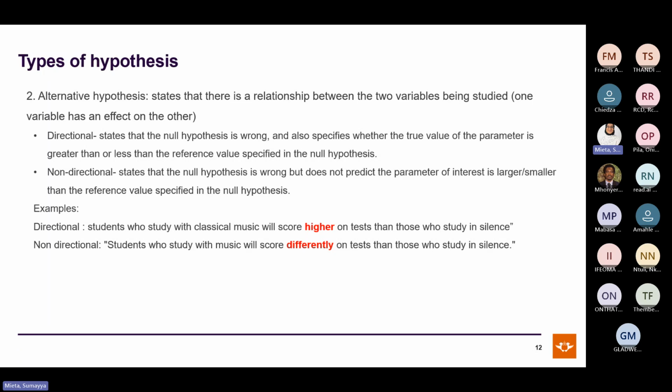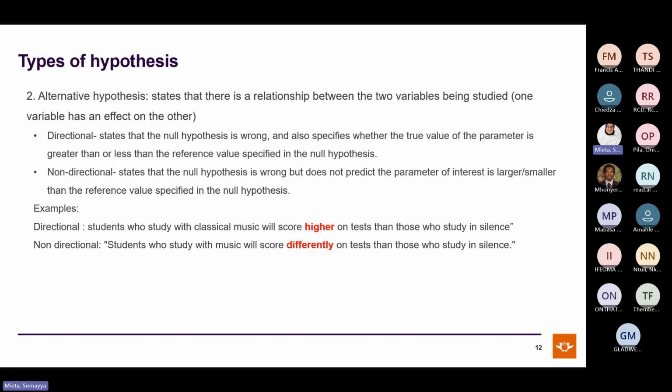Whereas a non-directional hypothesis tells us that the null hypothesis is wrong, but it does not predict whether the parameter of interest is larger or smaller than the reference value. And if you look at the second example, it says that students who study with music will score differently on tests than those who study in silence. It doesn't tell us that they will perform better or will they perform worse. Will they have higher marks or will they have lower marks? It just tells us that they will score differently.